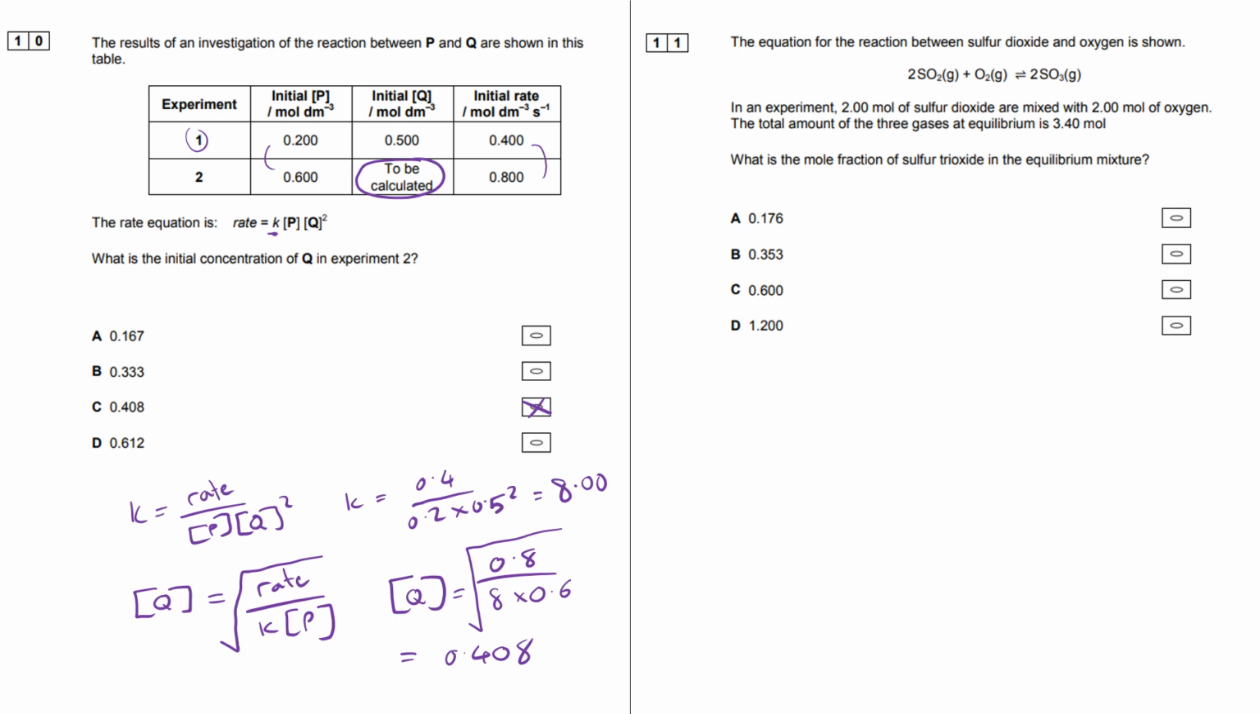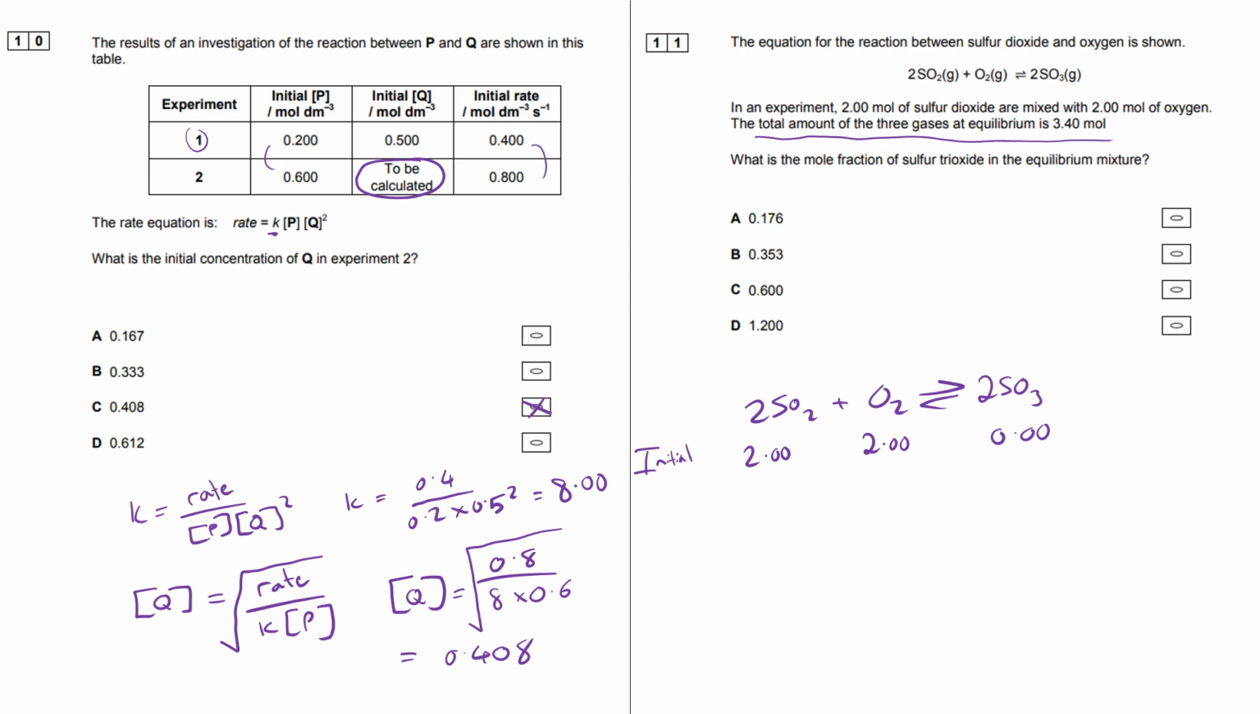Question number 11. We have the same equilibrium expression as before. You've got sulfur dioxide reacting with oxygen to make 2 SO3. So I'm just going to rewrite this equation here because we'll need it in a second. In an experiment, you've got 2 moles of sulfur dioxide mixed with 2 moles of oxygen. It doesn't tell you how much sulfur trioxide you have to start with, so we'll assume that is 0 to begin with. That's our initial moles. The total amount of the 3 gases at equilibrium is 3.4 moles. So what's the mole fraction of sulfur trioxide?